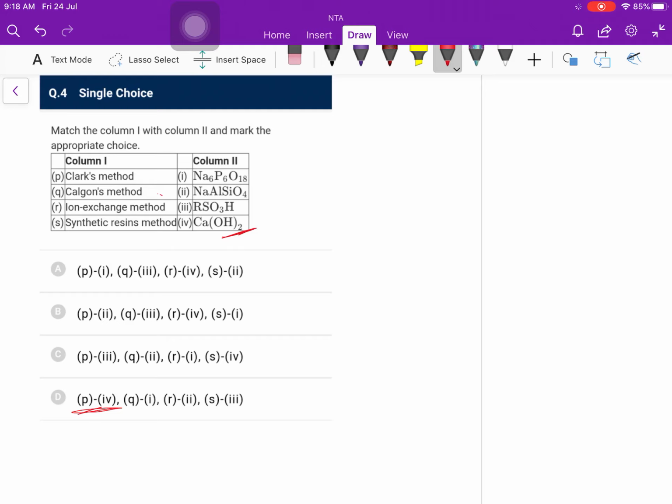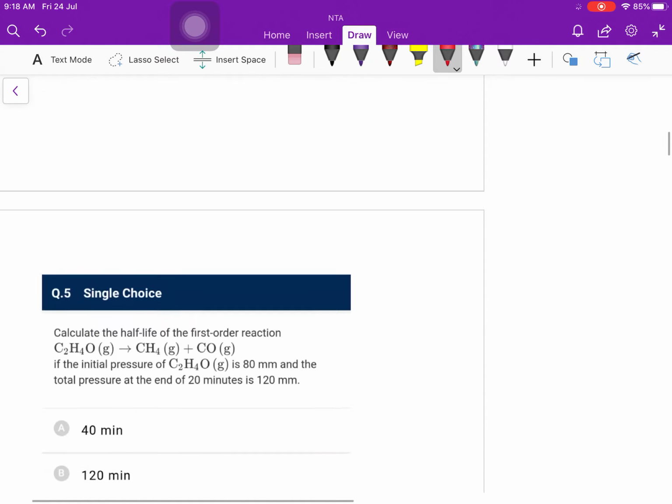And Calgon method uses this Na6P6O18, where calcium displaces Na+. So Q must match with 1. So this is the correct answer.